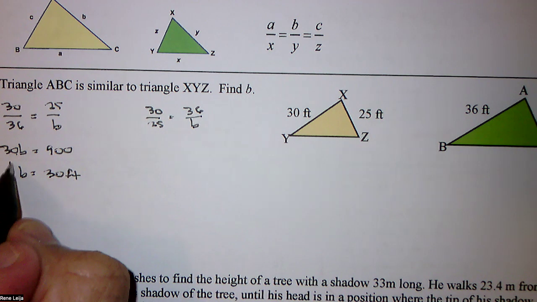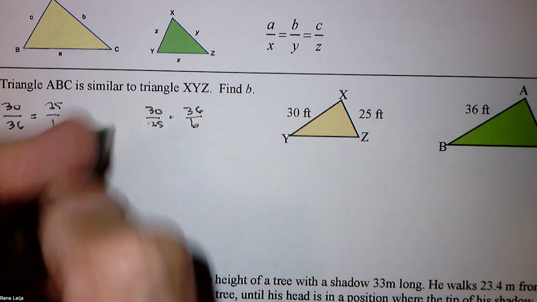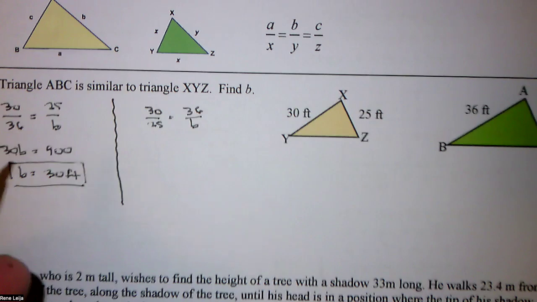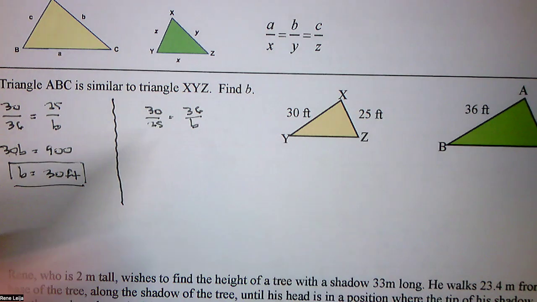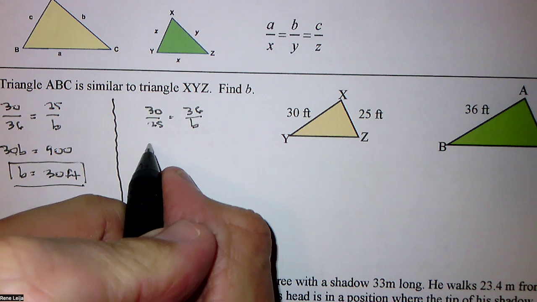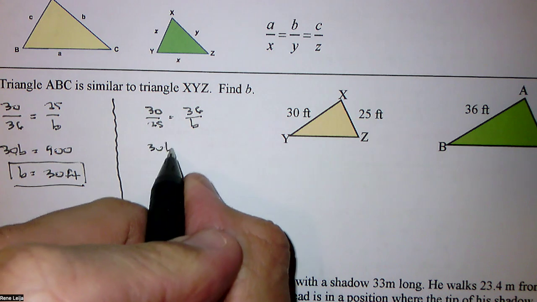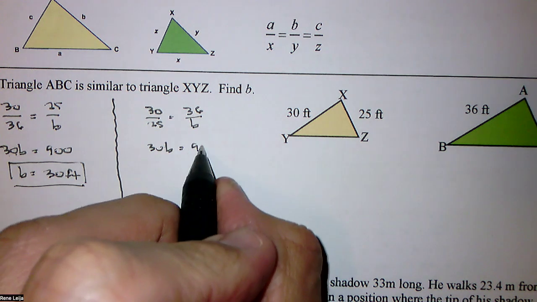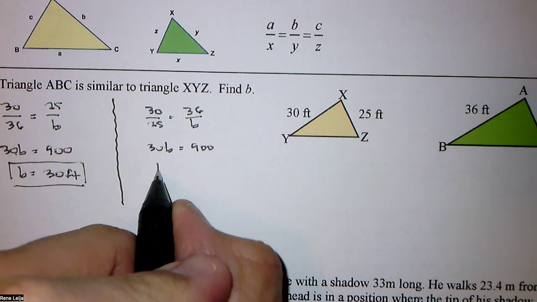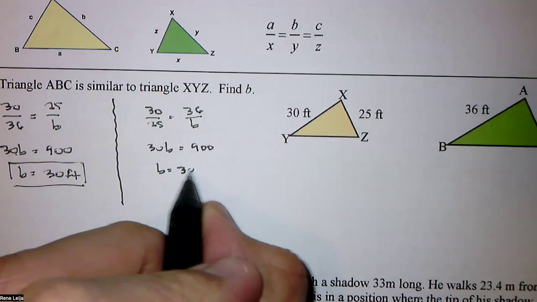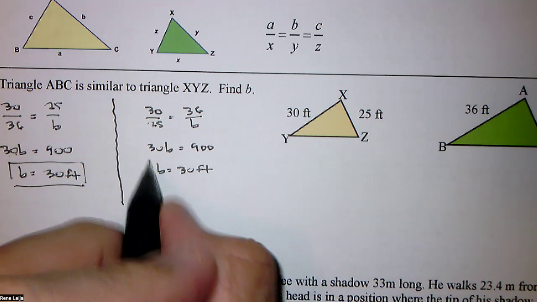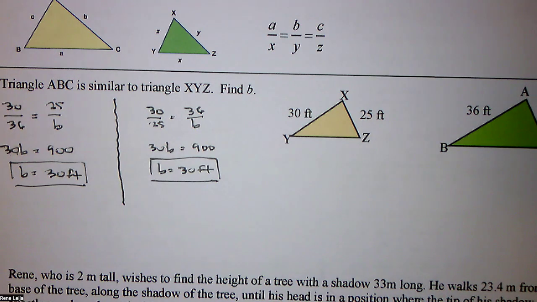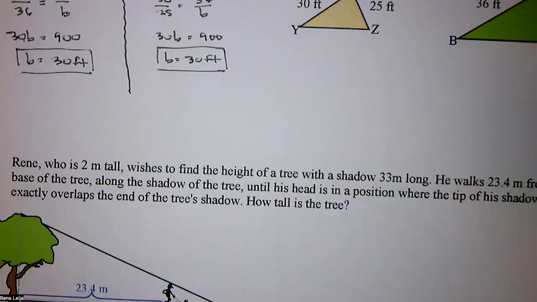Okay. Now let's try this one. Again, we're going to cross multiply, but look what we get. Do you see how we get the exact same thing? 30B equals 25 times 36, which is 900. So again, B equals 30 feet. So you have to be consistent. You can't switch triangles. You have to stay with the same side.